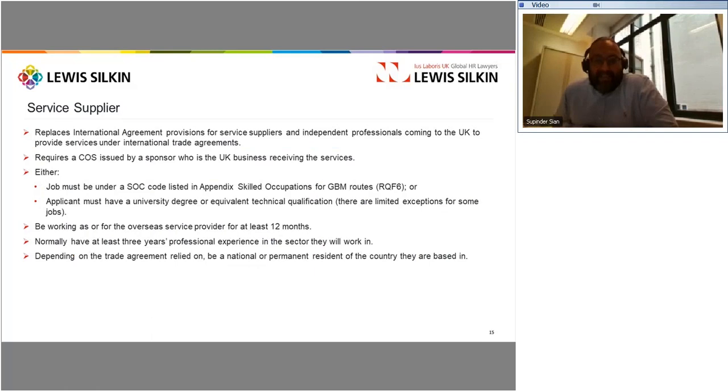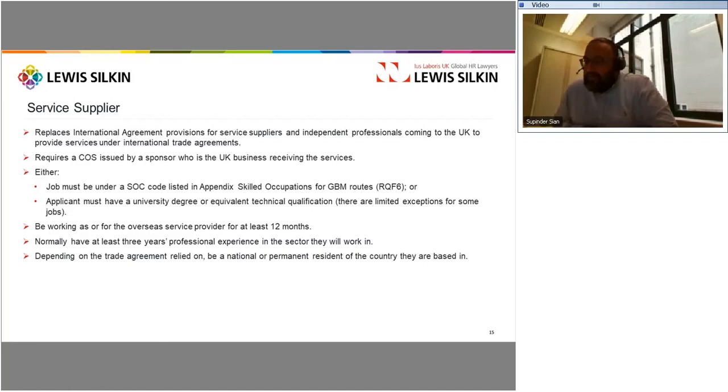Now, service supplier is for UK businesses that have a contract for the delivery of services with a contractual service supplier or an independent professional who needs to come to the UK to provide those services. And those services need to be covered by international trade treaties. So for example, the EU-UK Trade and Cooperation Agreement, World Trade Organization treaties such as the General Agreement on Trade and Services, or individual country treaties that the UK may have.